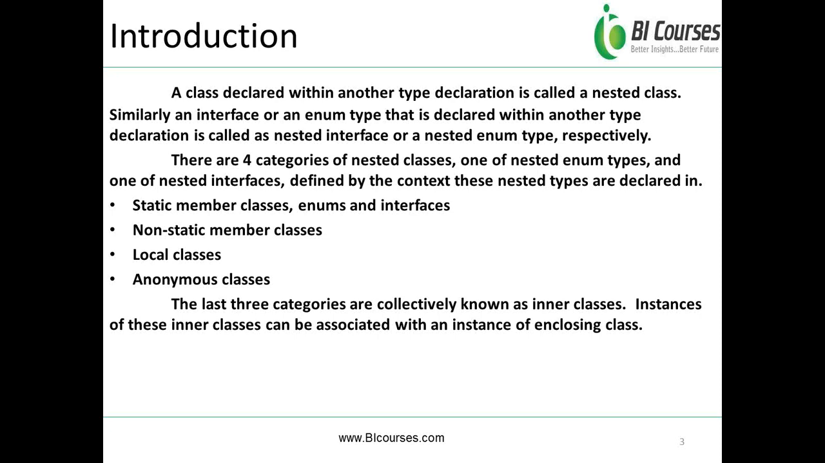Static member classes, enums and interfaces, non-static member classes, local classes, and anonymous classes. The last three categories are collectively known as inner classes. Instances of these inner classes can be associated with an instance of the enclosing class. We will discuss these inner classes in detail in the next slide.